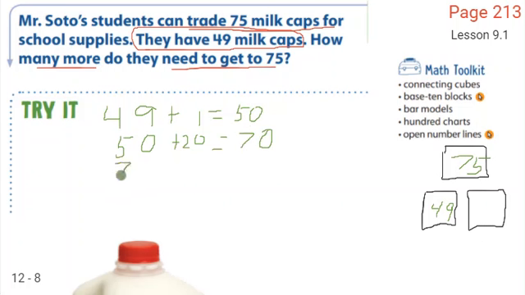And then we're going to go 70 plus what to get to 75? Well, we're going to add 5. That equals 75. So what do we have to add? Well, we add up the ones here. That's going to give us 6. And then we bring this tens down because there's no other tens. So it's going to be 26. They need 26 more caps.